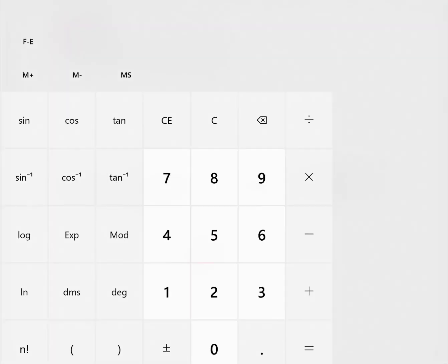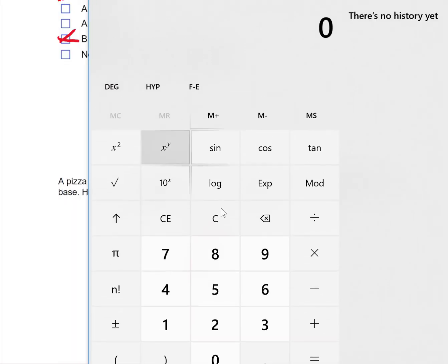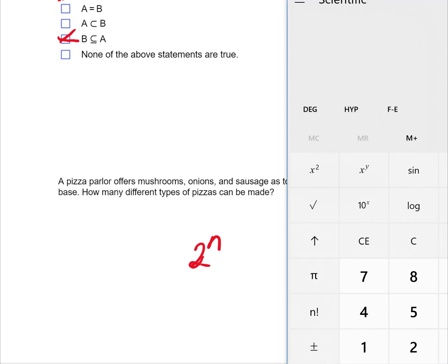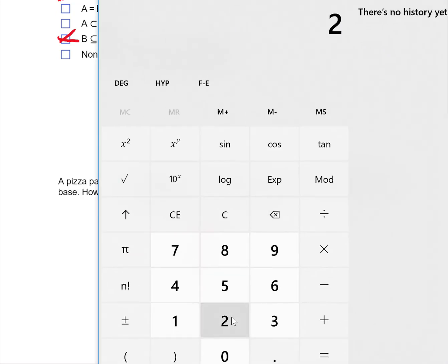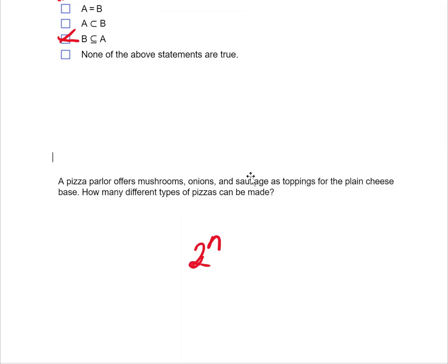And I'm going to pull up my little scientific calculator, and I'm going to make sure that you can see this. And you want to make sure that you know on your calculator where the exponent key is. My exponent key is right here. And so in this example, I've got 3 toppings: mushrooms, onions, and sausage. I'm going to take 2, and I'm going to raise it to the 3rd power. And I get 8. So there are 8 different types. So in this case, 2 cubed equals 8. So there's 8 different types of pizza that can be made.